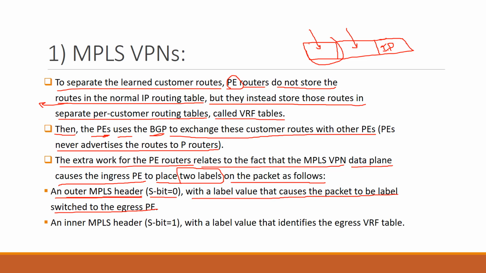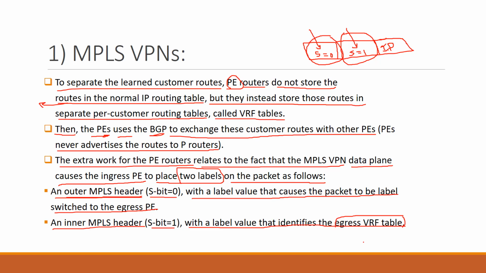Actually, this is an MPLS header, of course with a label field, and this is an MPLS header with a label field. The S bit here is set to 0. The S bit here is set to 1. So the inner MPLS header with S bit equal to 1 has a label value that identifies the egress VRF table, or the interface that will be used by the egress provider edge to send the packet unlabeled out of this interface through this VRF table.